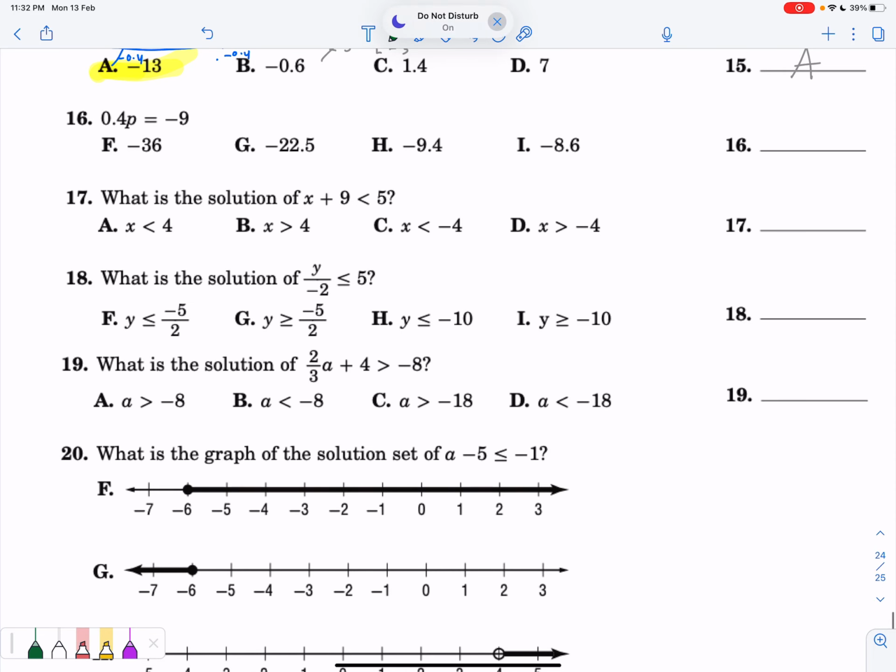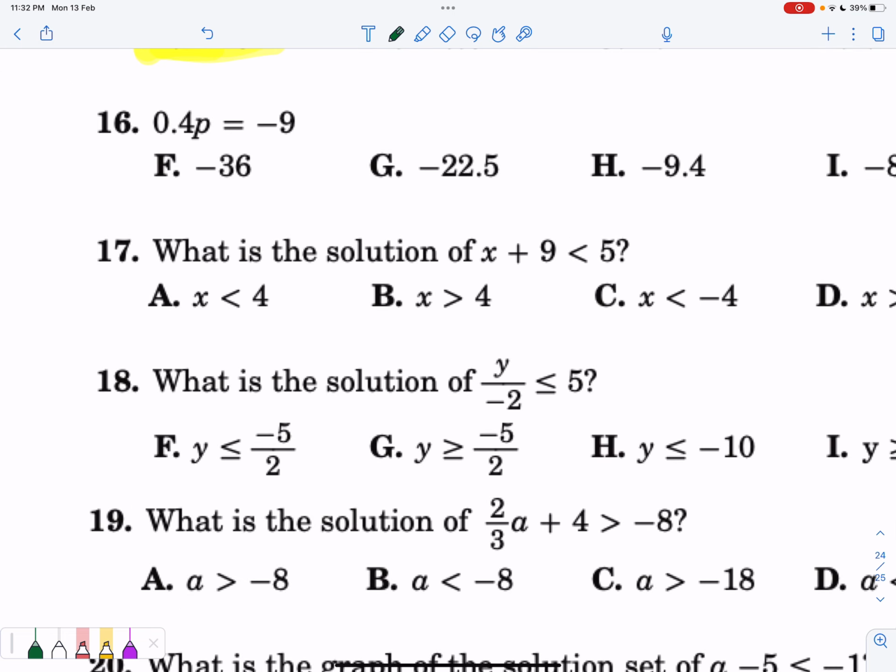Okay, let's continue. Now question 16. 0.4b equals negative 9. So we have the number 0.4 multiplied by the variable b. So we need to do the inverse operation. We need to divide by 0.4 on both sides.